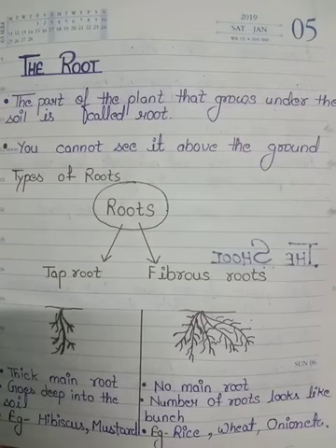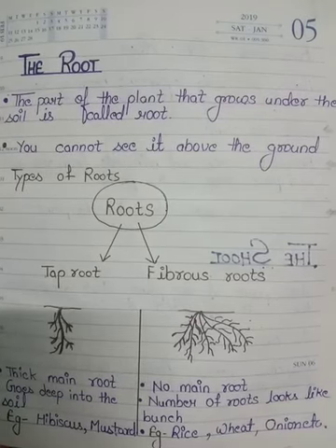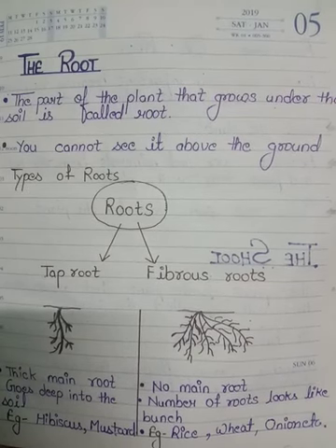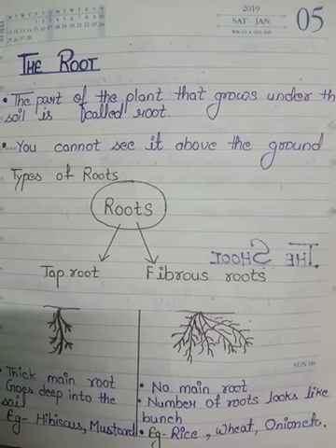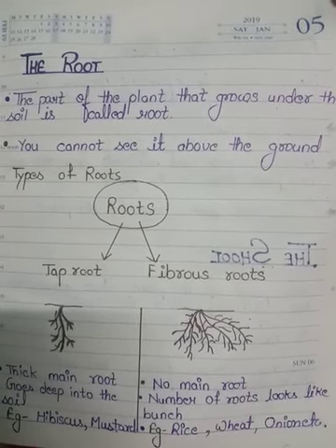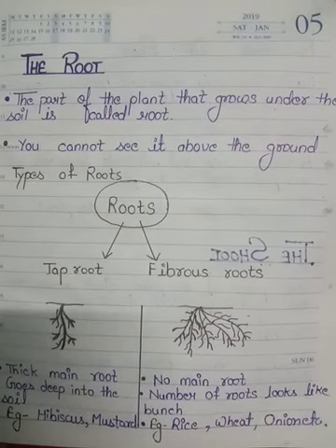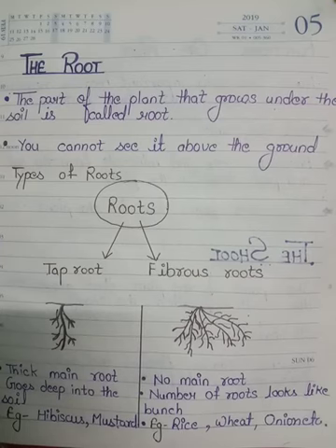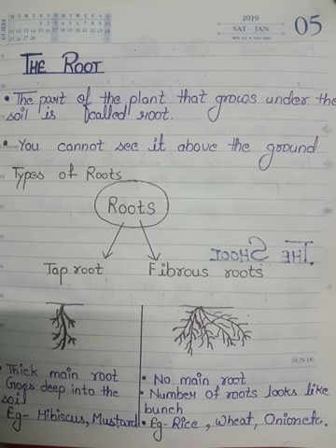Now we will separately discuss about each part of the plant and their functions. Let's start with the root. The part of the plant that grows under the soil is called root. You cannot see it above the ground. Children, as we know that roots grow under the soil. That's why we are not able to see them.